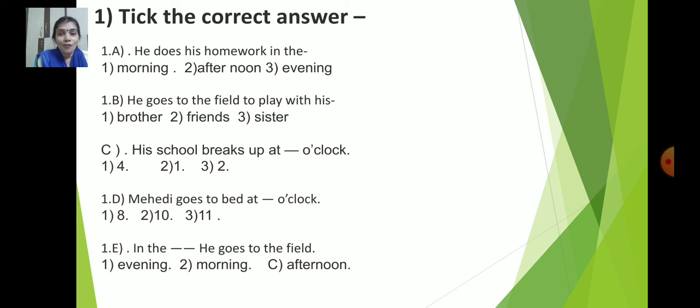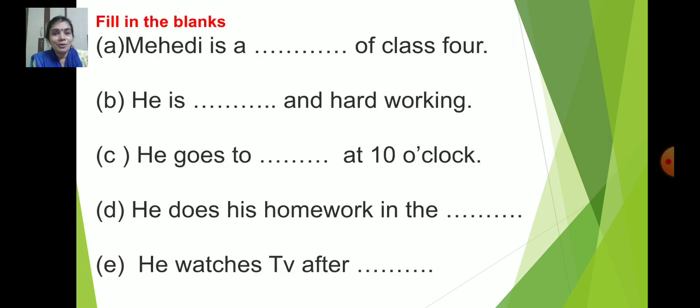So you all do your homework and then you can submit it afterwards, or you can show me in the Google Meet video that we made. Okay, and here extra questions also I have given for you. So like filling the blanks. You find out the answer from the passage. Mehdi is a dash of class 4. He is dash and hardworking. He goes to dash at 10 o'clock. He does his homework in the dash. He watches TV after dash.